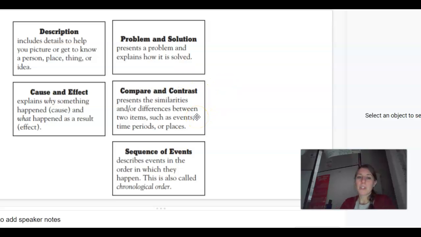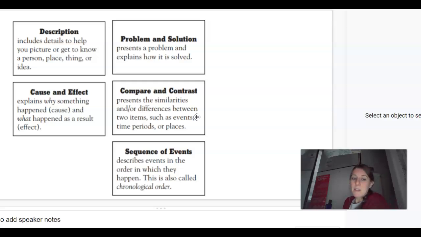We also have compare and contrast. Compare and contrast is when we talk about how things are the same or their similarities and then their differences, okay? We may be comparing two different things such as an event, time periods, or even people or places.